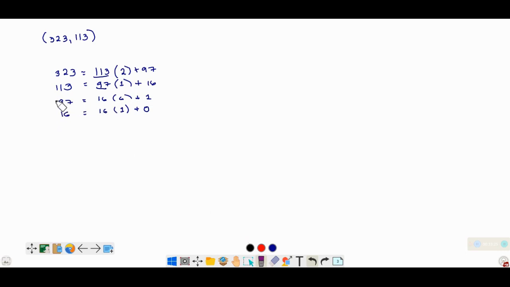On this part, we are going to start with 97 plus 16 times 6 plus 1. We are going to write this as a linear combination for 1. We have 97 times 1 plus 16 times negative 6 is equal to 1.